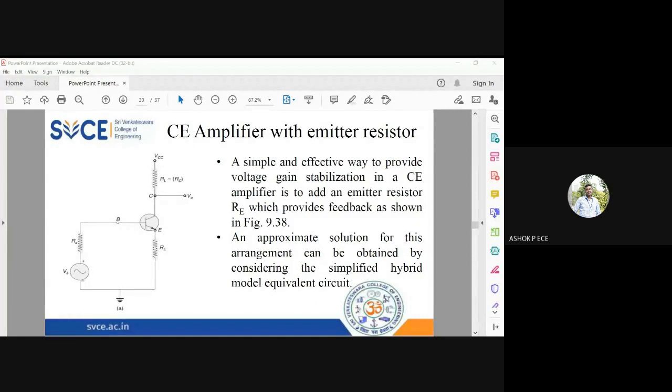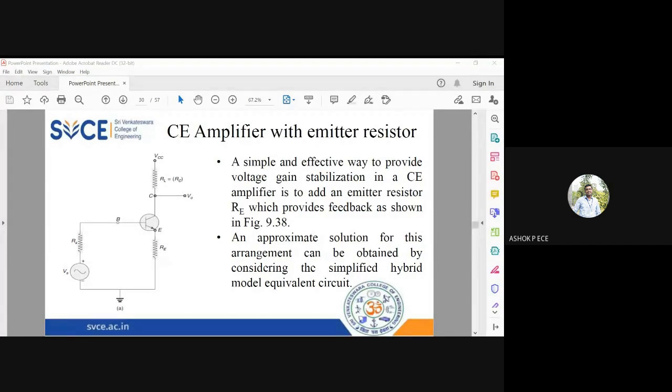So last class we have seen about fixed bias common emitter amplifier. We have started with the analysis of common emitter amplifiers, different bias circuits. We have analyzed the transistor using H parameter model because we are more bothered about the low frequency operation, and we have found the four parameters: input impedance, output impedance, voltage gain, and current gain for fixed bias.